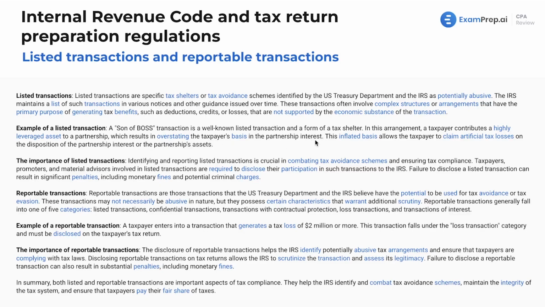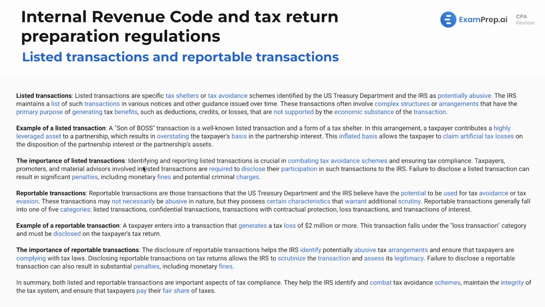So we use a lot of debt to buy a lot of assets and we contribute those to a partnership. This inflated basis allows the taxpayer to claim artificial tax losses on the disposition of the partnership interest or the partnership's assets. Don't worry about it past just seeing that this is a transaction to manipulate taxes or avoid taxes. It's not like you're going to be asked anything about these complex transactions on the exam.